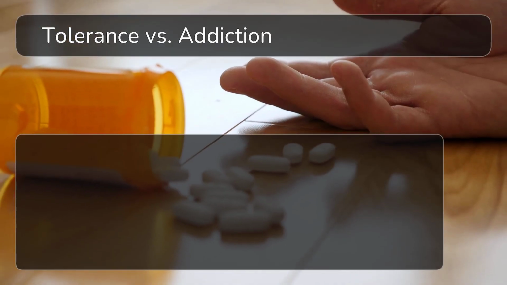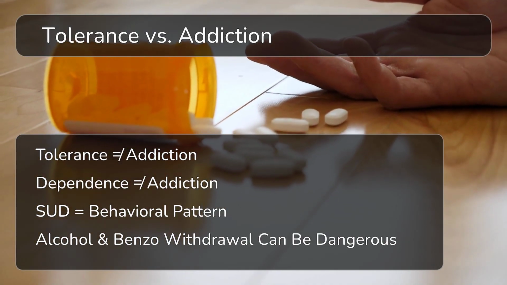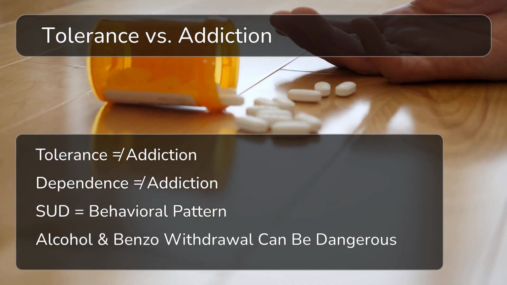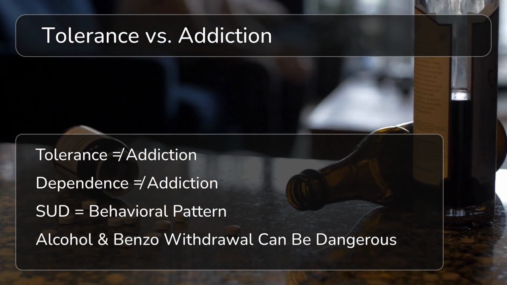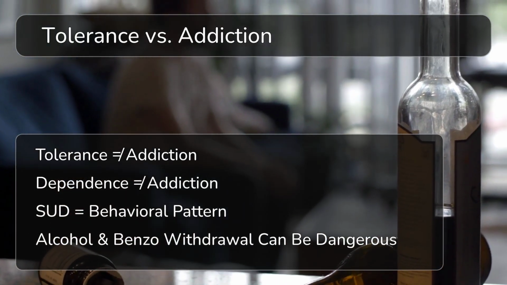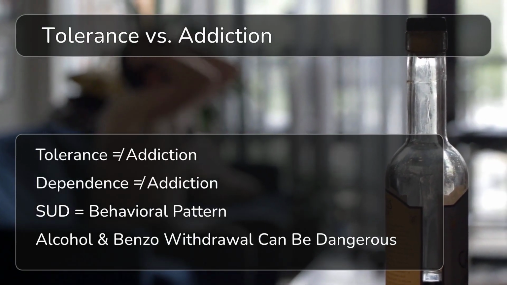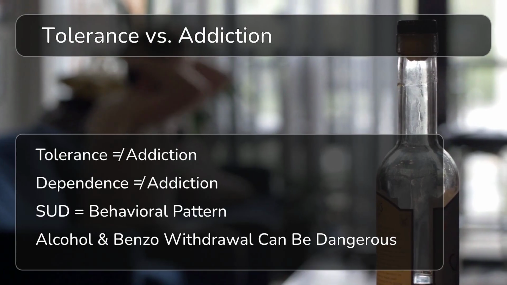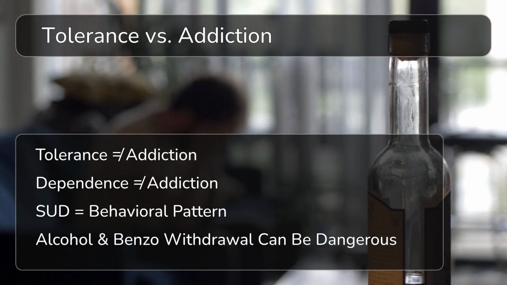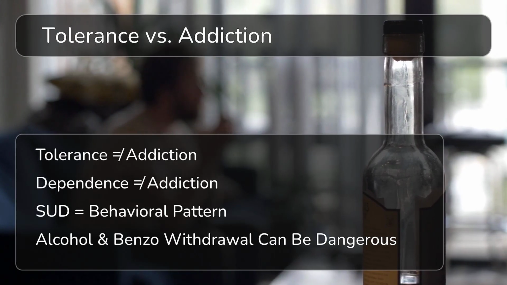This is very important for nursing students. Tolerance and physical dependence are not the same thing as addiction. Tolerance means a person needs more of a substance to get the same effect. Physical dependence means the body has adapted to the substance. If the substance is stopped, withdrawal symptoms occur. These can happen even when medications are prescribed appropriately, such as opioids for severe pain. That alone does not mean addiction. Addiction or substance use disorder is defined by behavior, craving, loss of control, continued use despite harm, and compulsive use.